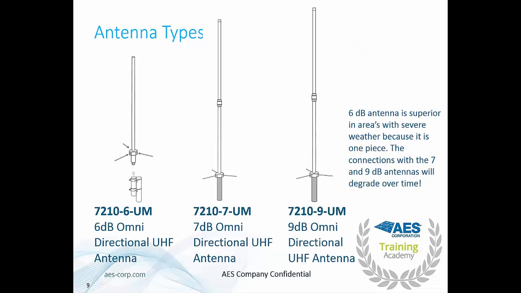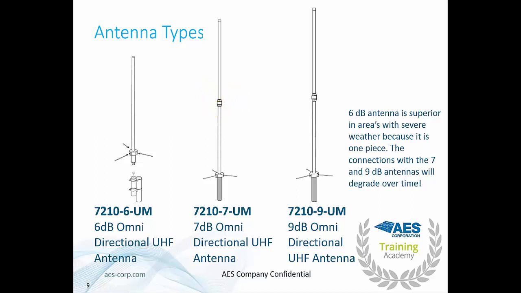Next we have our fiberglass antennas. We have our 6, 7, and 9 dB antennas. The 6 dB antenna is the largest antenna I would recommend using with our AES system. The 7 and the 9 dB antennas are great antennas, but they have a couple of drawbacks. One is they are very large antennas. They come in 2 pieces, so you need to make sure to connect this connection in the middle.